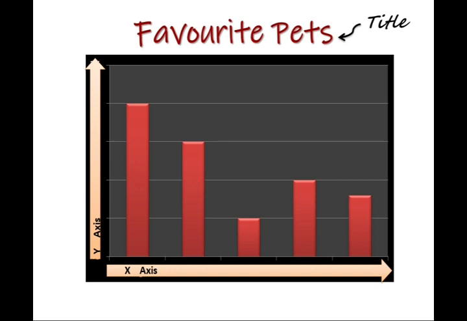A bar graph consists firstly of a title. The title for this graph is Favorite Pets. The title gives us an overview of what our graph is all about. It's a topic that was chosen and the topic was Favorite Pets.